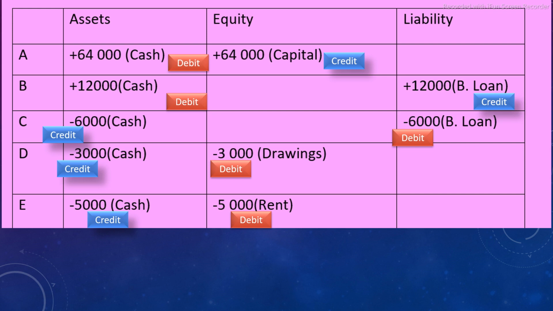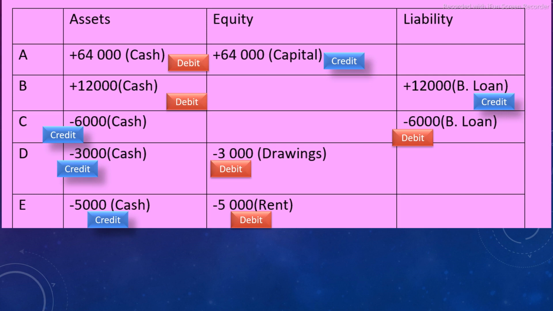Now I am going to teach you what double entry means. Double entry means for every transaction, recording one debit and one credit. If you look at transaction A, there is a debit and there is a credit. Look at transaction B, there is a debit, there is a credit. Look at transaction C, there is a debit over here and there is a credit. So every transaction has a debit and a credit. This is called double entry.